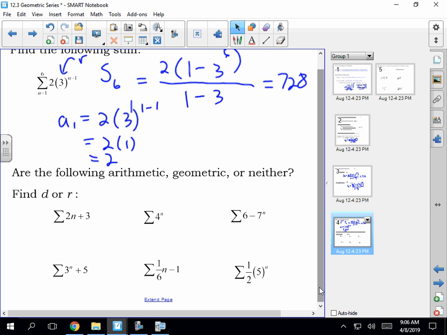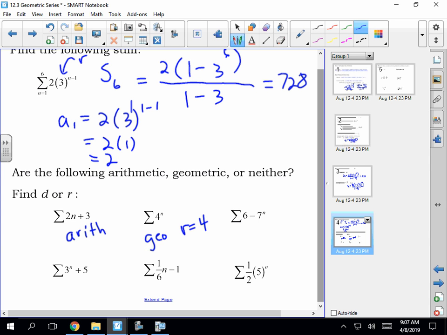And then once again, we're looking at, in sigma notation, can you quickly identify which ones are arithmetic, which ones are geometric? If any fall into the category of neither? I don't think any of these do. So the first one here is arithmetic, right? And this one would be geometric. The multiplier is the 4, so r equals 4.